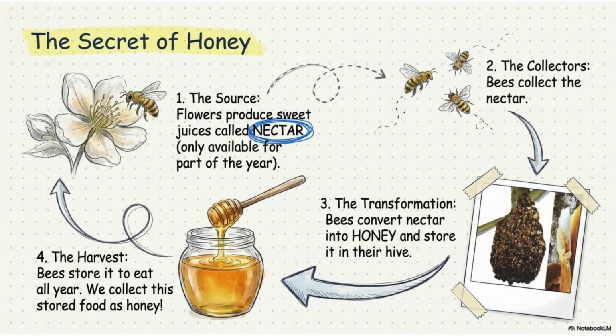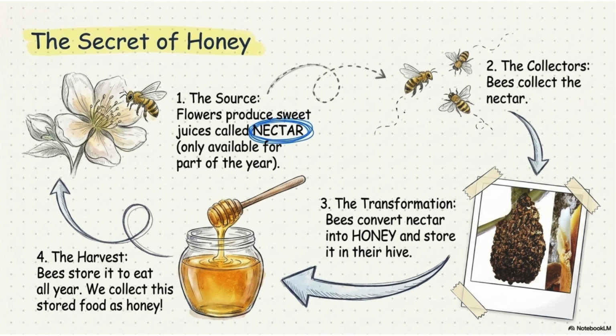Slide 7. So far, we've talked a lot about plants. But let's look at a very special ingredient that requires teamwork between plants and animals. Honey. Have you ever wondered how bees make honey? It starts with the source. Flowers produce a sweet juice called nectar.